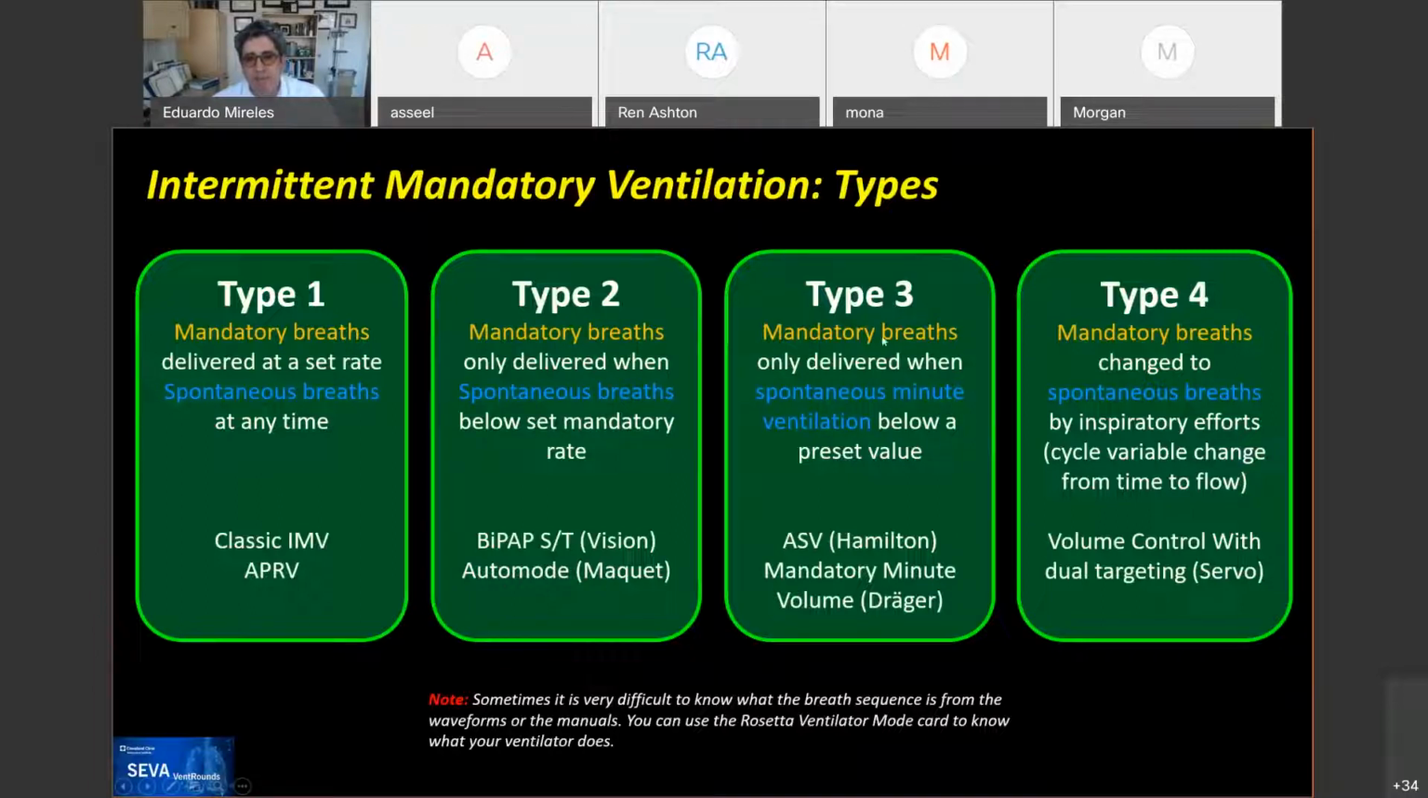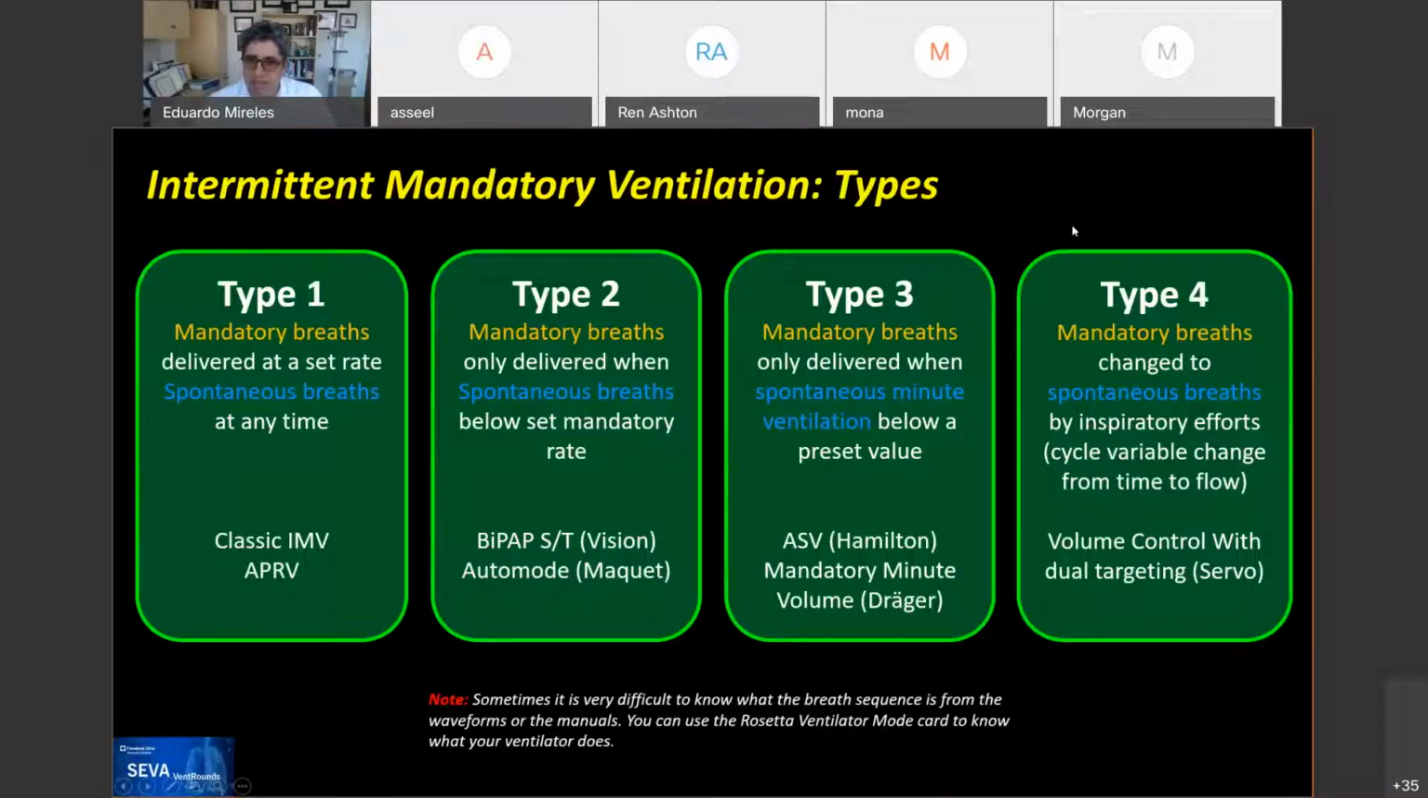Type 3: mandatory breaths are only delivered when a variable, and the one that has been described so far is the minute ventilation, is below a preset value. Then the mandatory breaths will come in. But you could imagine that you could set this up to be another variable. This is how it has been done at this time.